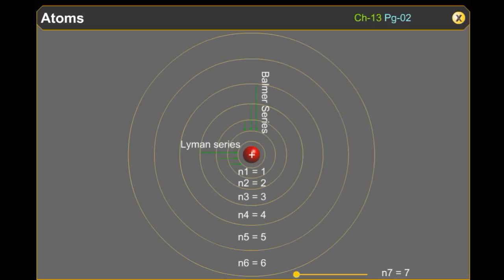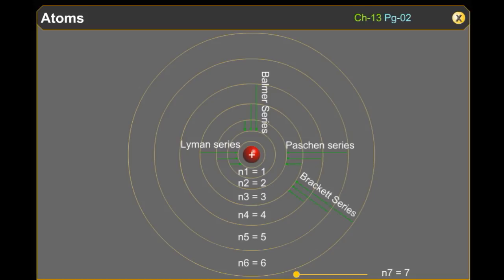Balmer series. The Balmer series is obtained when an electron jumps to the second orbit, n1 is equal to 2, from any outer orbit, n2 is equal to 3, 4, 5 and so on. Paschen series. The Paschen series is obtained when an electron jumps to the third orbit, n1 is equal to 3, from any outer orbit, n2 is equal to 4, 5, 6 and so on.